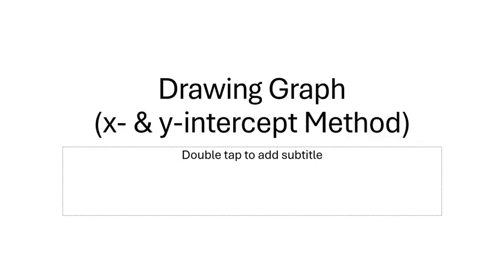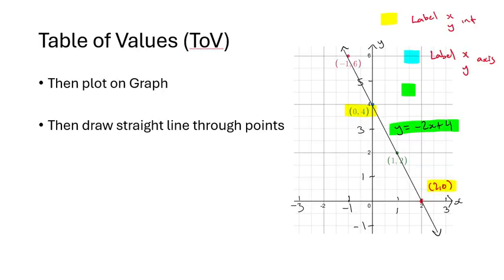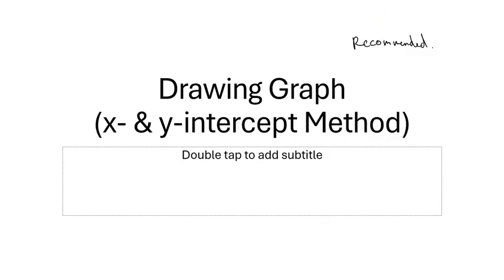Now, drawing graphs using the x and the y-intercept, this is the recommended way. The reason why it's recommended is because just remember to draw a graph, you need two coordinate points. So all you need to do is find the x and the y-intercepts because those are two coordinate points already. And once you've already found them, if you remember from here, you actually have to label your x and your y-intercept on the graphs themselves. So you pretty much kill two birds with one stone. So that's why you always want to use this method right here.